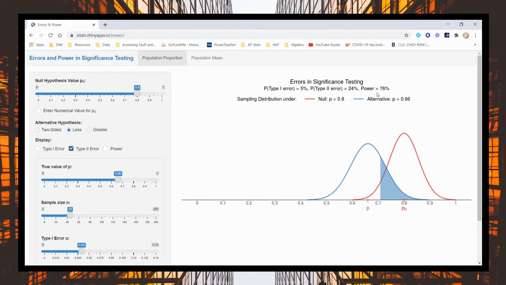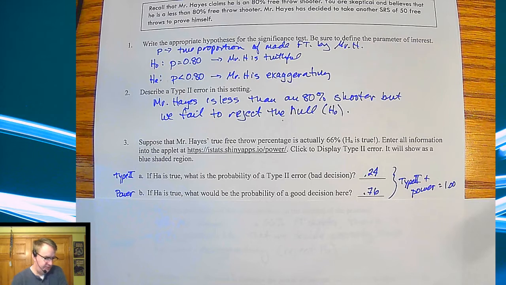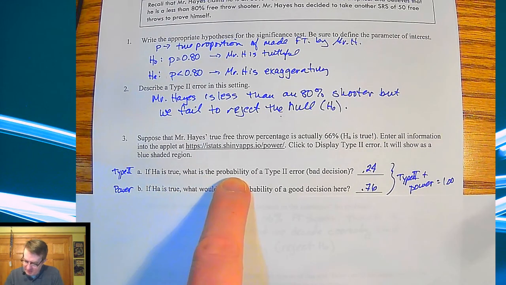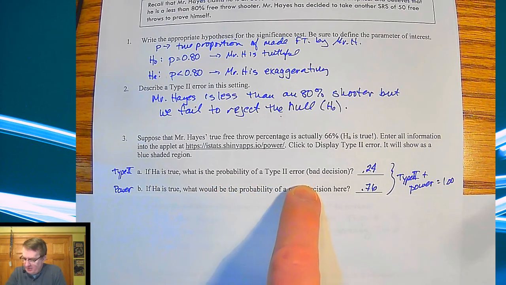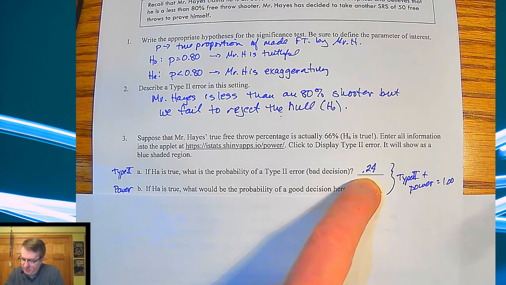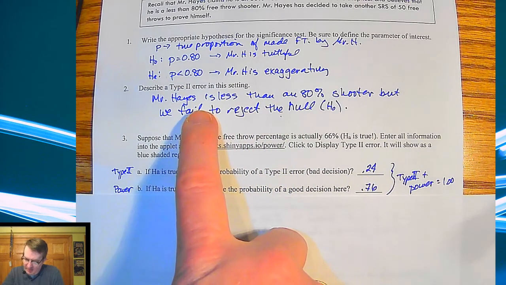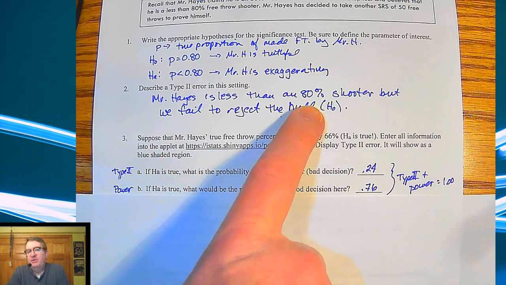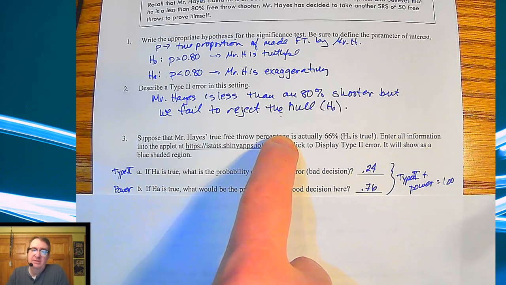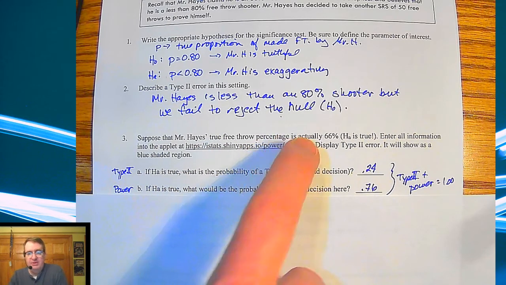What is the power? Glad you asked. Let's talk about that. If we jump back over here, the type 2 error: if the alternative hypothesis is true, what is the probability of a type 2 error? In other words, a bad decision. It's 24%, 0.24. So there's a 0.24 probability that I am actually less than an 80% free throw shooter, but we don't have evidence to say that I'm not an 80% free throw shooter.